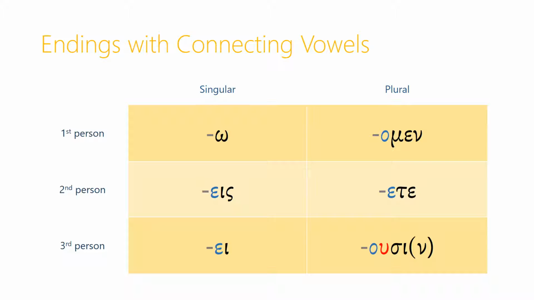If we add the connecting vowels onto those endings, we get, in the singular, o, eis, and e, and then in the plural, omen, ete, and ousi. And notice that when that nsi ending in the third person plural is attached to the connecting vowel omicron, the nu changes to an upsilon. So instead of onsi, we get ousi. That probably is just a change that historically took place because of ease of pronunciation.